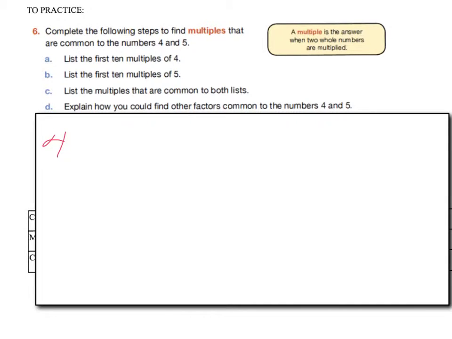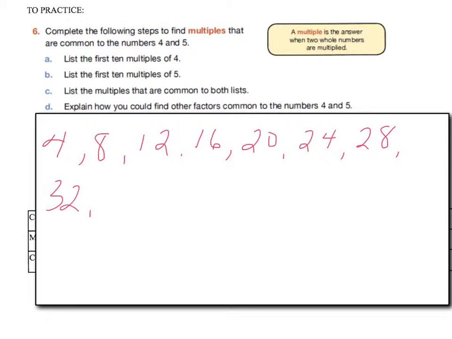4 times 2 is 8, 4 times 3 is 12, 4 times 4 is 16, 4 times 5 is 20, 4 times 6 is 24, 4 times 7 is 28, 4 times 8 is 32, 4 times 9 is 36, and 4 times 10 is 40. So we've got all the multiples of 4 now.